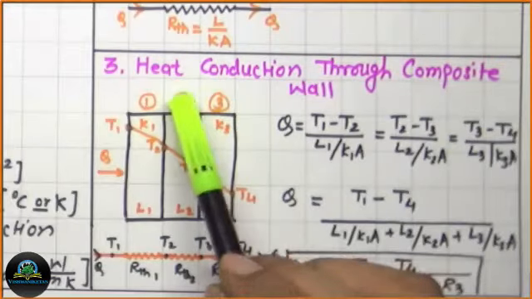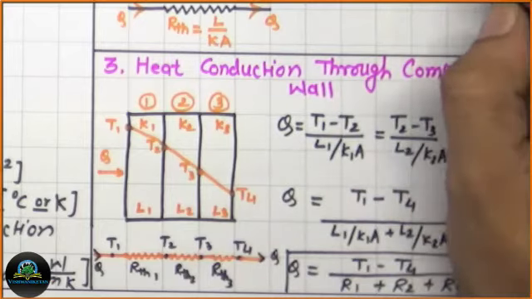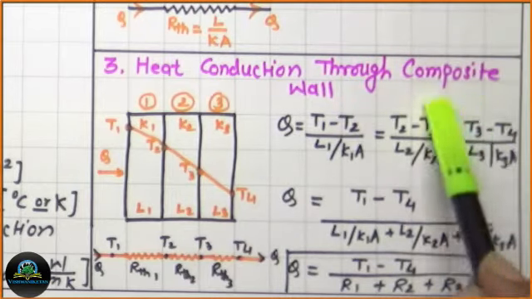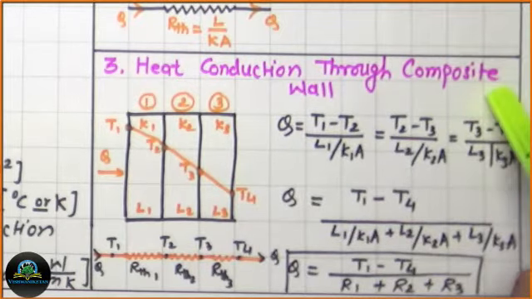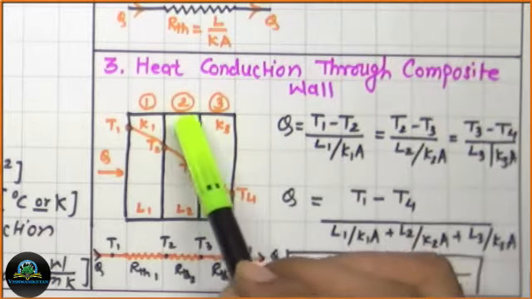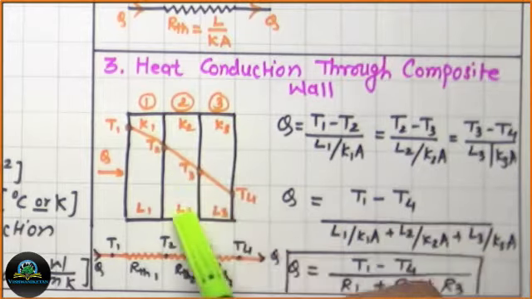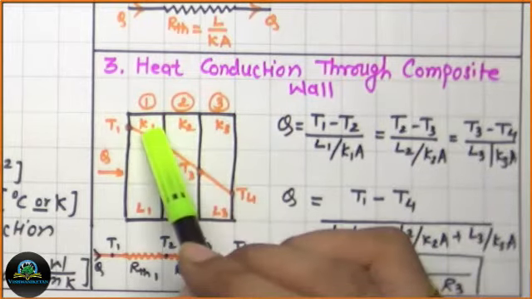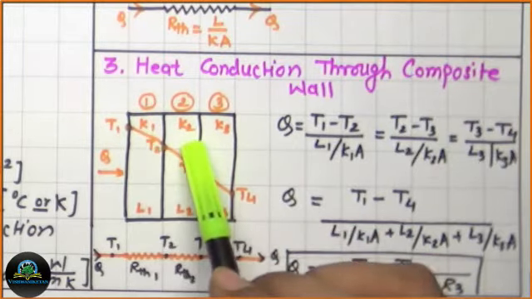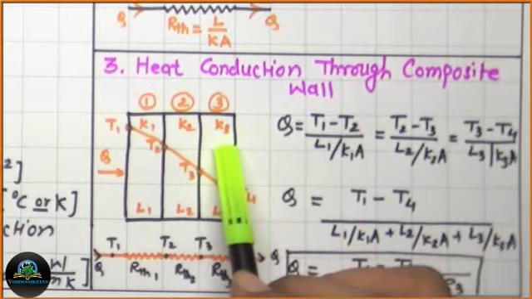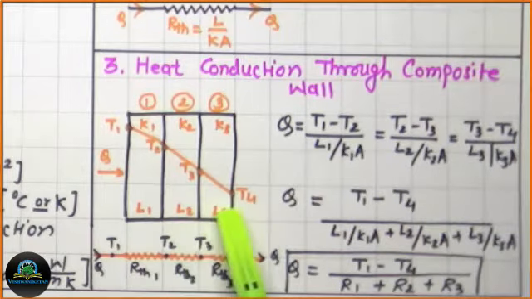Now let's move on to the next formula, that is heat conduction through the composite wall. The first formula was about the plane wall. Now this is the composite wall. A composite wall is a wall made up of different materials. Consider the composite wall: this is wall number 1, wall number 2, wall number 3. Wall number 1 is made of a material having thermal conductivity K1, wall number 2 having thermal conductivity K2 and wall number 3 having thermal conductivity K3, with different thicknesses L1, L2, L3.